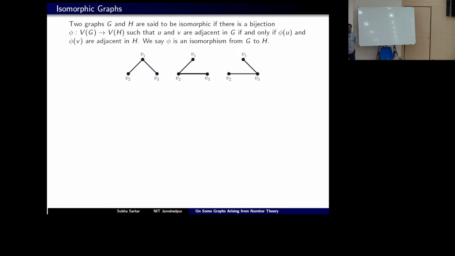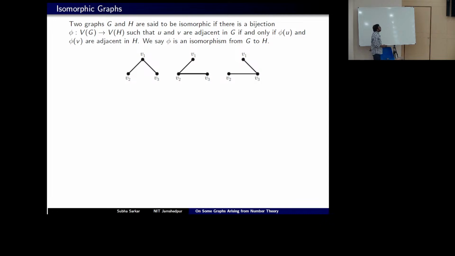the vertex set of G to the vertex set of H, such that it preserves the edge structure. That means u, v are adjacent in G if and only if phi of u, phi of v are adjacent in H. And we say phi is an isomorphism between G and H. For example, here these three graphs are isomorphic. We can directly find an isomorphism.